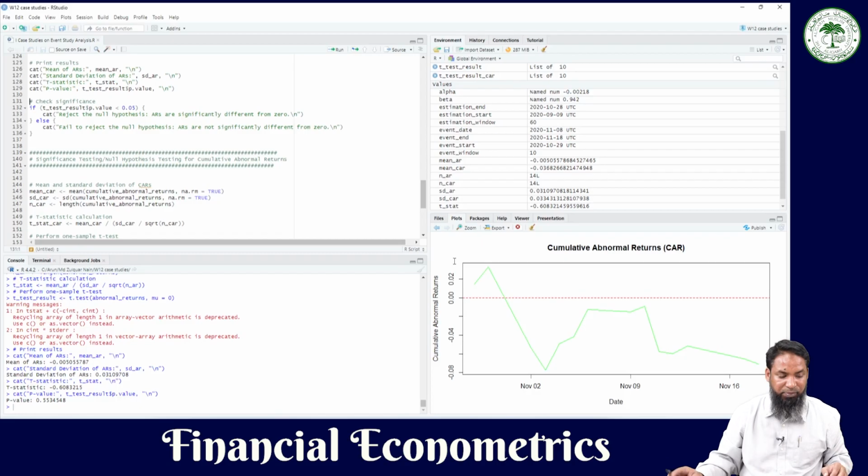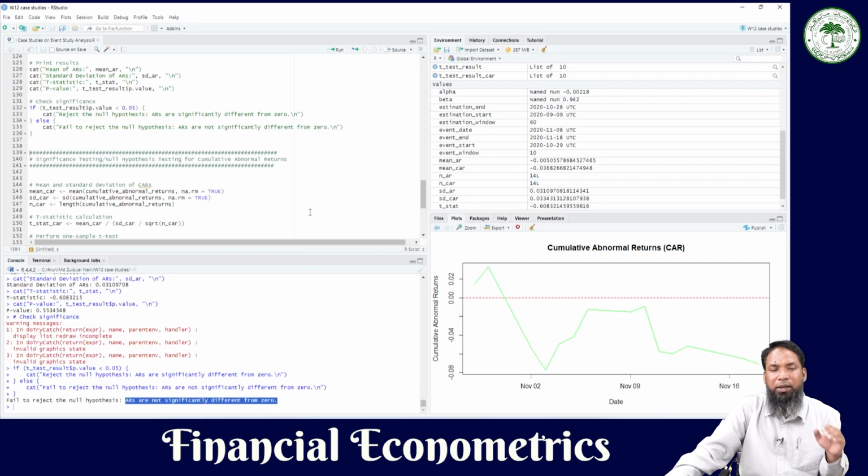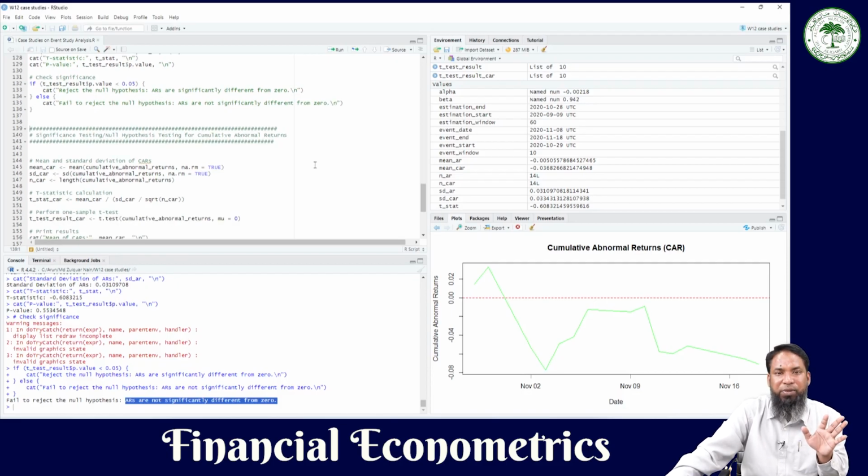If that is the case, we fail to reject the null hypothesis. That means abnormal returns are not significantly different from 0, and the interpretation is that the merger event does not have a significant effect on the stock prices or the returns of Reliance Industries. So the event is not a significant event. However, this is based on the abnormal returns. So let us take the second measure, the cumulative abnormal return.